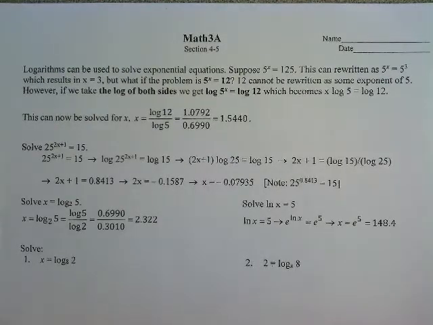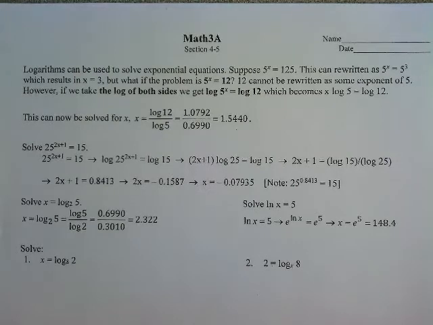So note at the top it says, if you had 5 to the x equals 125, you can make the bases the same. So 5 to the x becomes equal to 5 cubed, and therefore x has to be 3 because that's the only way that you can make the two equal. On the other hand, if you had something like 5 to the x equals 12, there's no way to write 12 in terms of 5 to some exponent, and therefore we can't solve it the same way.